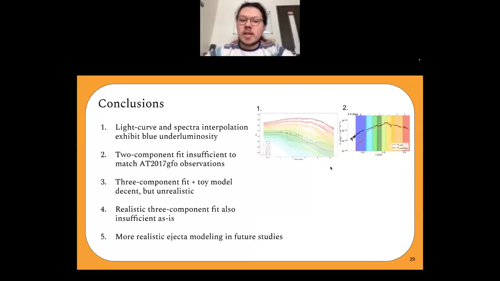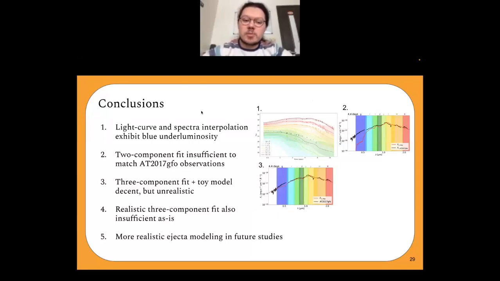We verified that the same thing happens in spectra by creating a random forest interpolator for the spectra, and seeing that we indeed at roughly the same time see a significant underluminosity in the spectra as well. So we've confirmed that it's not just an artifact of the Gaussian process or the fit to the light curves. It is indeed prevalent in both of our approaches with light curves and spectra.